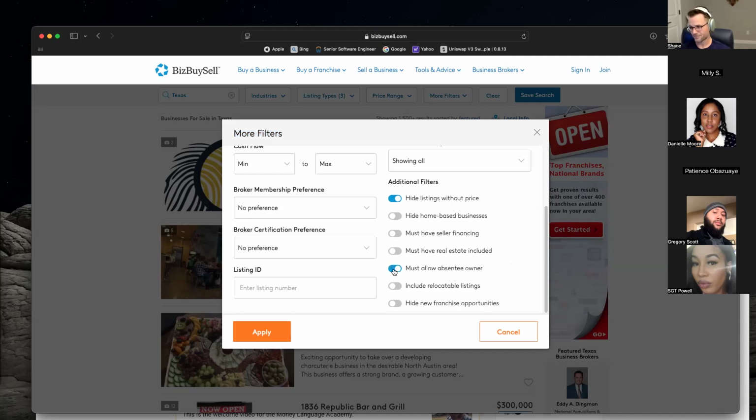But yeah, this is one I definitely do click: must allow absentee owner. Now, I will say this, if you go through and you don't find anything, you can come back and unclick this and look for one that has really good cash flow that you could possibly put your own management into. It has to have enough cash flow where it can justify you hiring a manager or bringing someone. Like in my case, sometimes I'll bring at least temporarily someone from one of my other businesses in there. That's one of the benefits of investing locally: the businesses are close together. You can pool your resources.